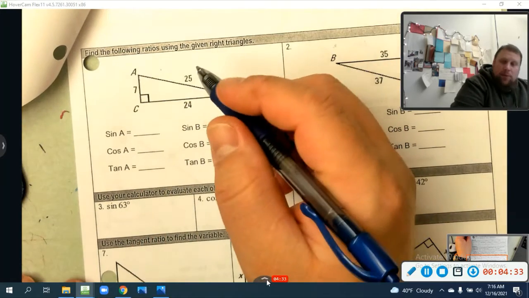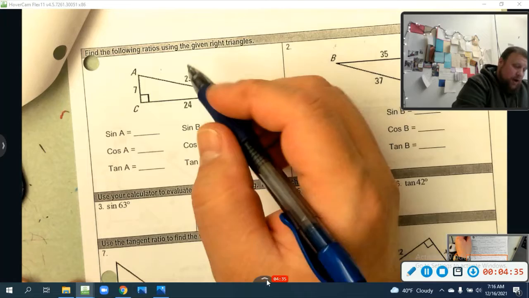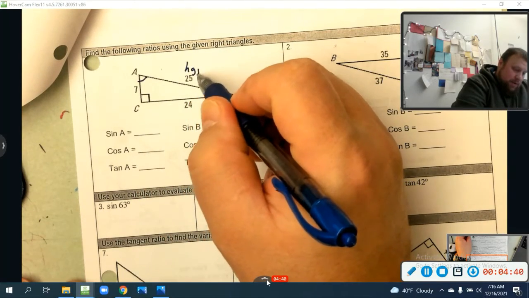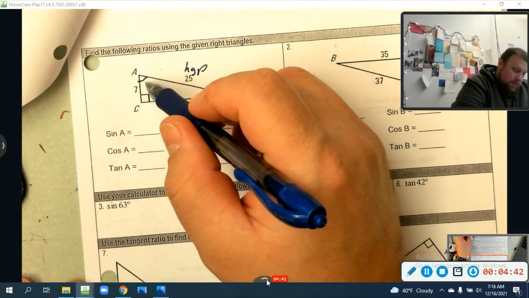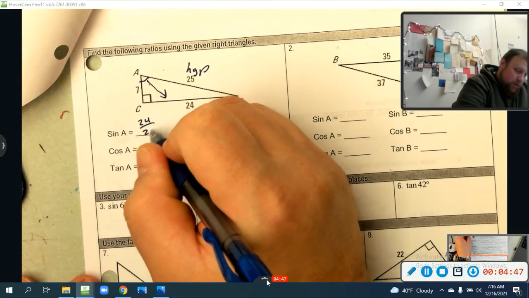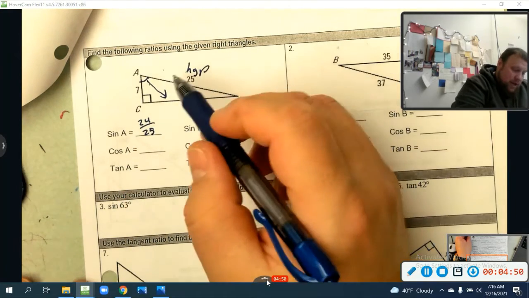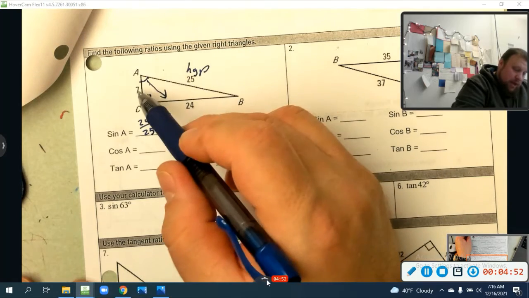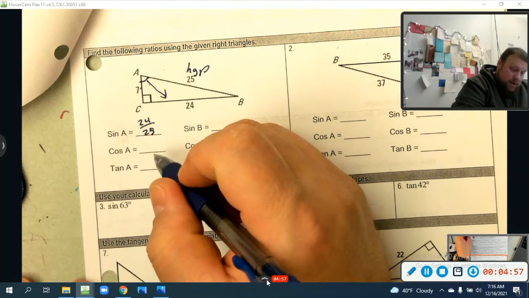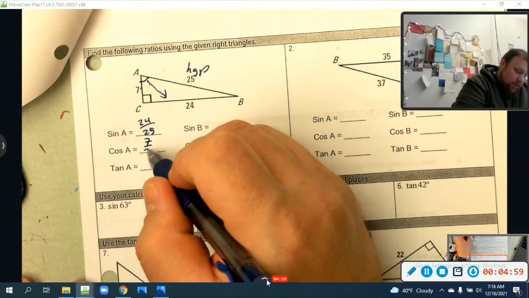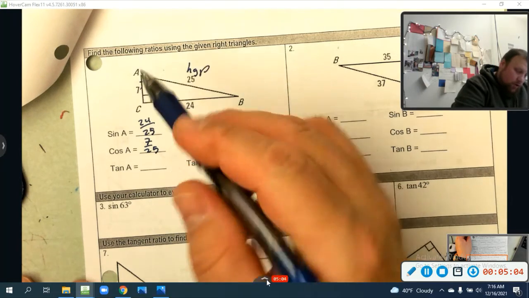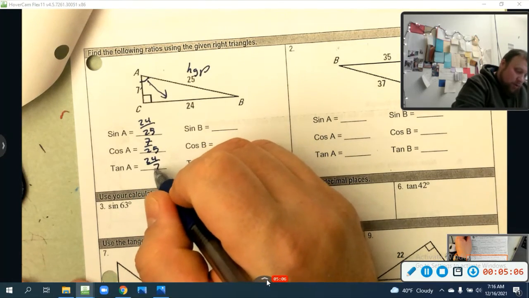So if it's sine of A, sine is SO, which is opposite over hypotenuse. If I'm looking at angle A, this is always my hypotenuse. And what's opposite of angle A? Well, opposite of angle A is 24, so I'm going to have 24 over 25. The cosine is adjacent over hypotenuse. My adjacent is right here at 7, so it's going to be 7 over 25. And the tangent is just the opposite over the adjacent, so 24 over 7. And you're going to work it like that.